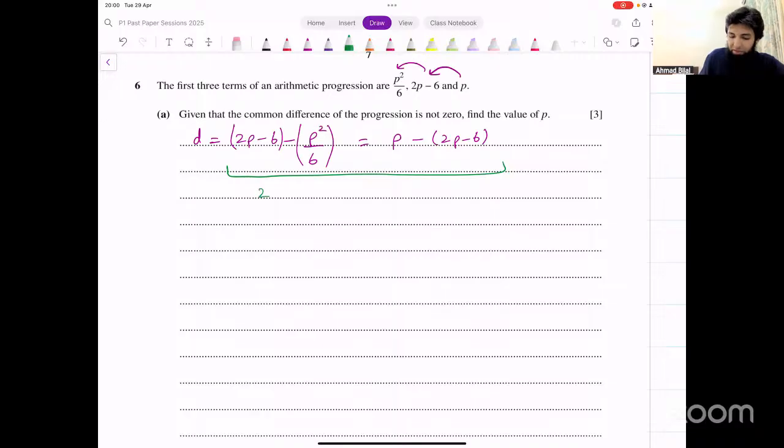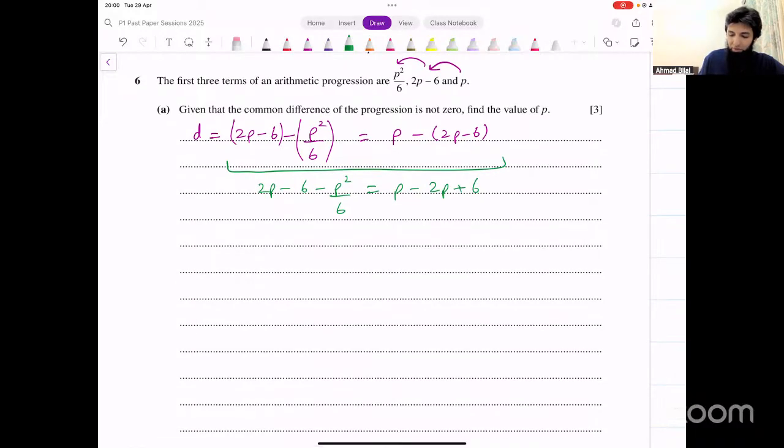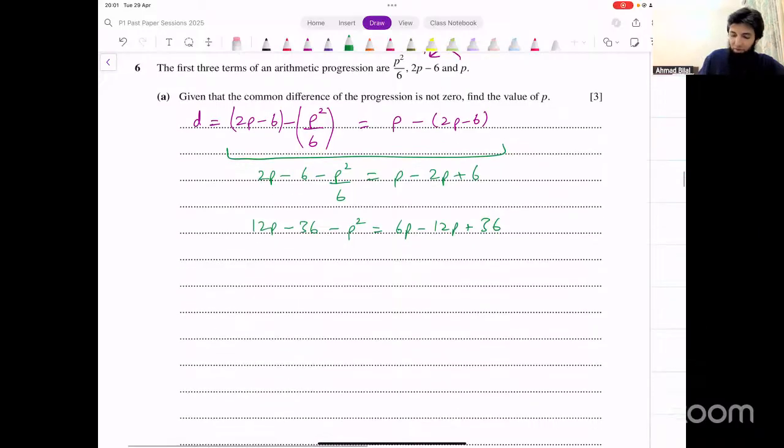Let's simplify this. This is 2p minus 6 minus p squared over 6, and that equals p minus 2p plus 6. Okay, now let's take all terms to one side. Or let's just simplify this first of all. This is 6 in the denominator. I'm just going to multiply the whole equation by 6. And that gives me 12p minus 6 into 6, that's 36, minus p squared. That equals 6p minus 12p plus 36. Let's take all terms to the right side. p squared, minus 6p and minus 12p.